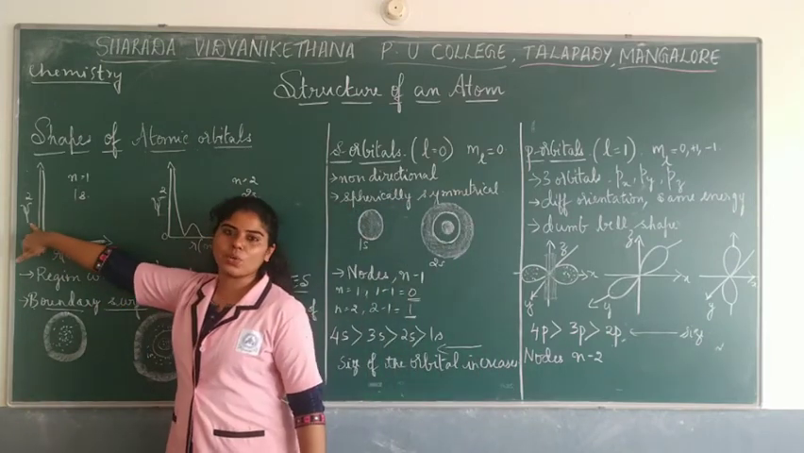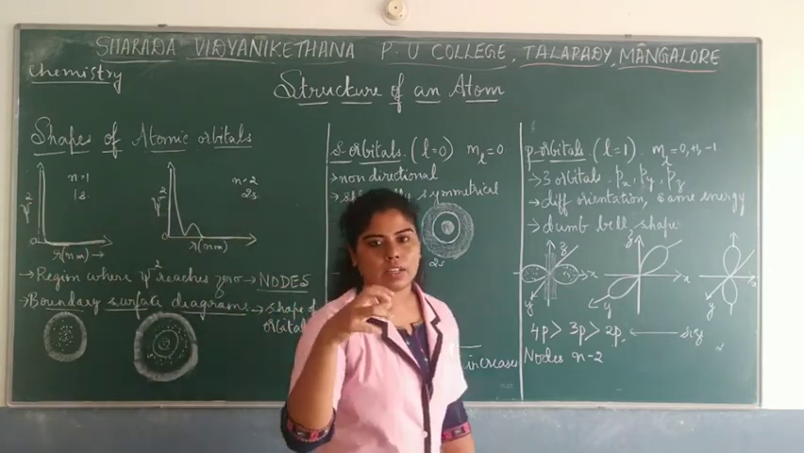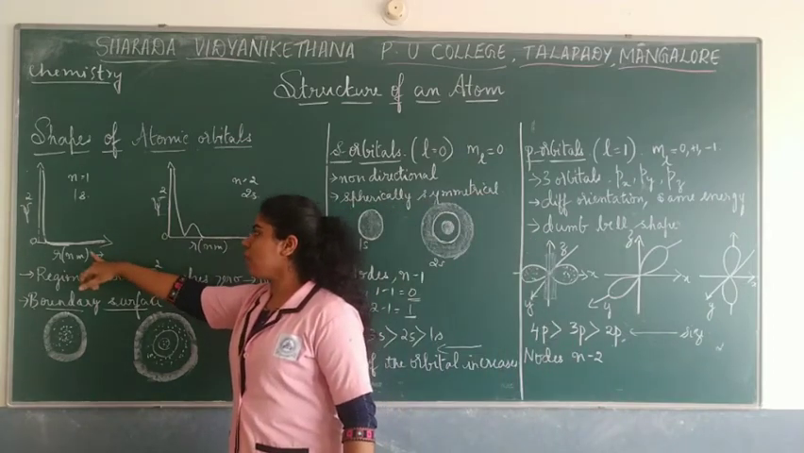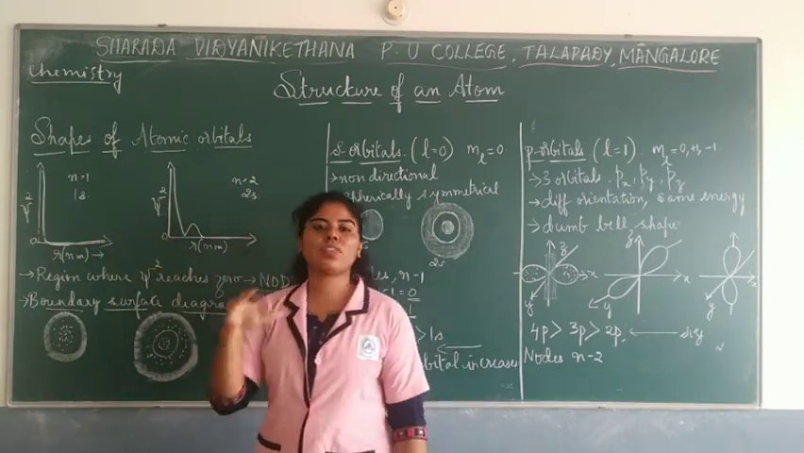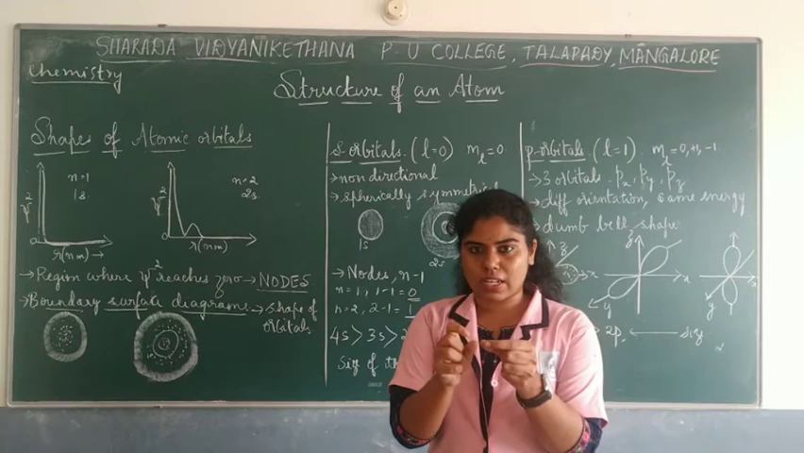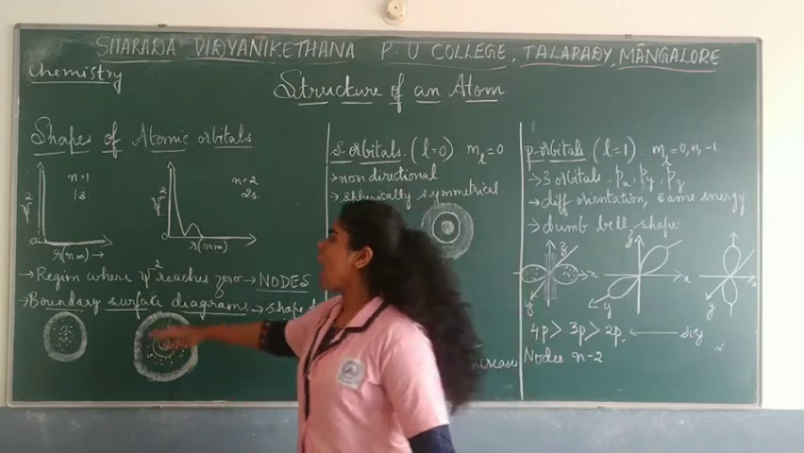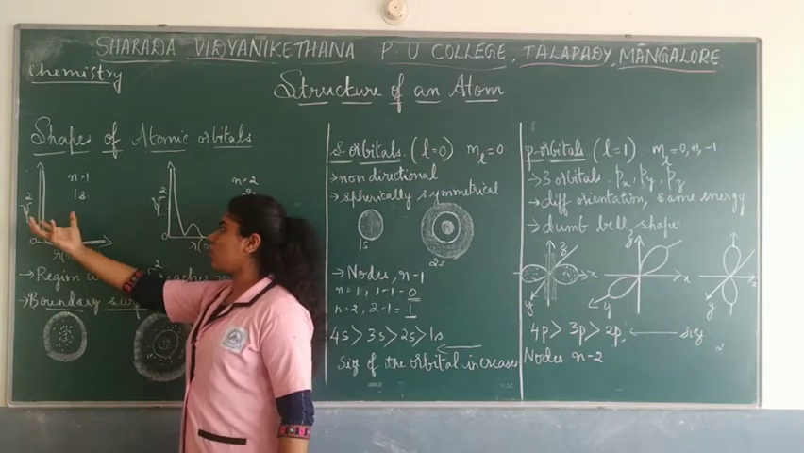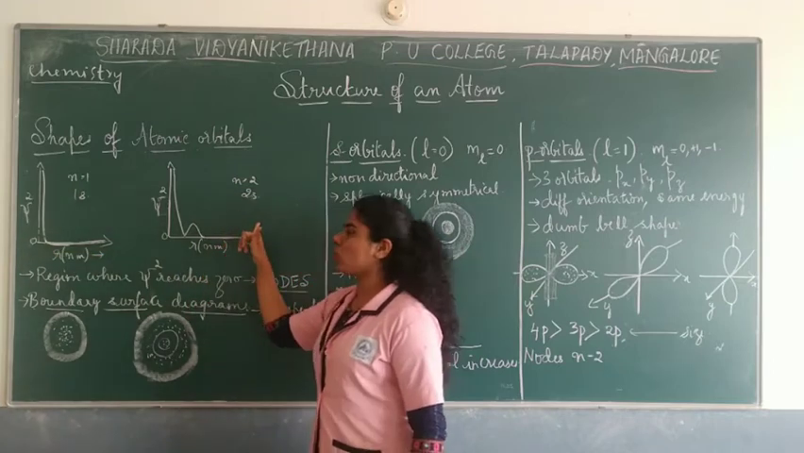The psi square value was plotted against the radius of the orbital or the subshell, or the total atom. The radius and the probability density were taken, and the variation was studied for each of these orbitals, starting from 1s, 2s and so on. The radius is the distance from the nucleus to the outermost shell, and the probability density is psi square. When these graphs were plotted theoretically, this is for 1s and this is for the 2s orbital.